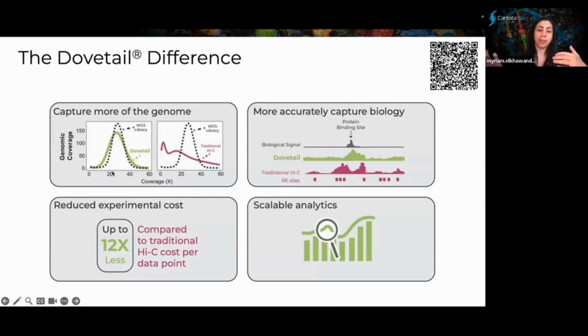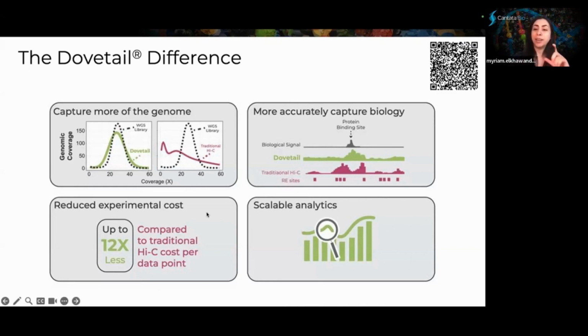And that has various implications. One of them is you're actually able to capture biology accurately. So when you're calling your topological features and understanding the chromatin organization, you're not distorting that based on the location of your restriction enzyme sites, which is what you're seeing here. You're actually capturing that topological feature at that biological site because you're not biased to where a restriction enzyme site is present.